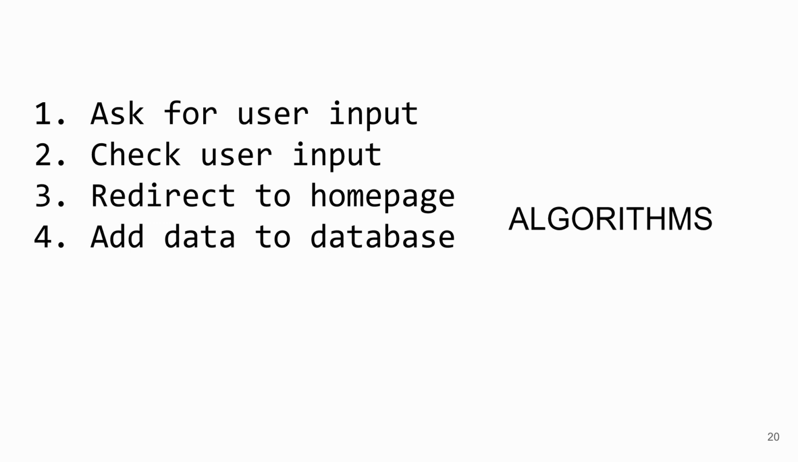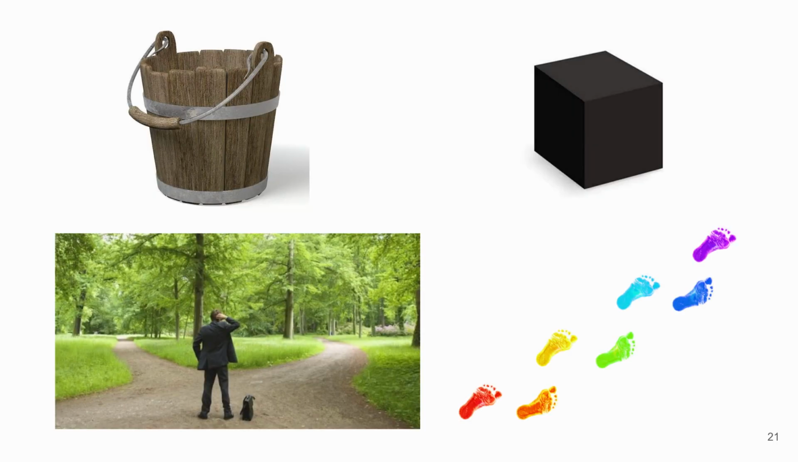A computer asks the user for their username and password and checks it. On success, the computer redirects the user and records their interaction. And finally, remember that programs are built using four simple concepts: buckets, black boxes, paths, and lastly, algorithms, which use all the other three concepts.